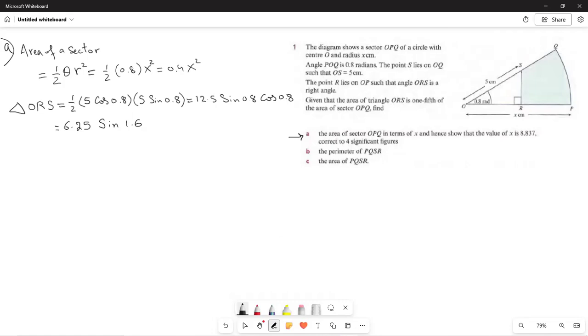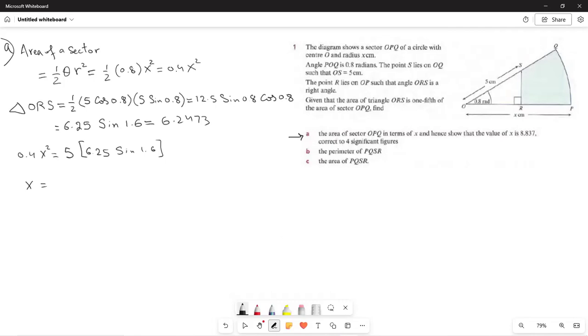I hope everything is clear here. When I do this calculation using my calculator, it came out to be 6.2473. Now we know that the total area, which we found as 0.4 x squared, is 5 times the area of the triangle. So this is 5 times 6.25 into sine of 1.6 radians. So from here we can calculate the value of x directly.